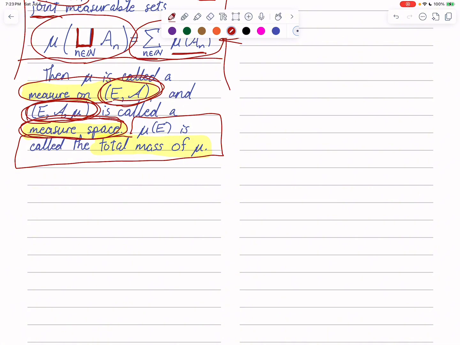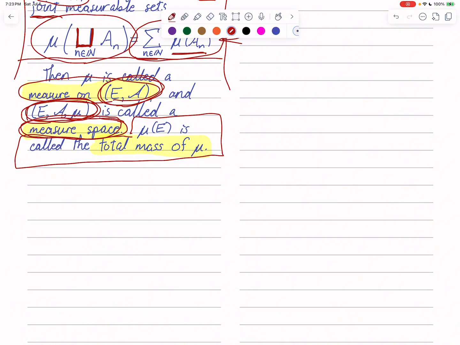So there's an example where the total mass of mu is infinity. But there's an important example where it's not infinity, and that's when the total mass is 1. That is essentially a probability space, right? We haven't yet built up enough to really talk about probability connections just yet, but it's nice to see these little hints and connections even before we're fully there.